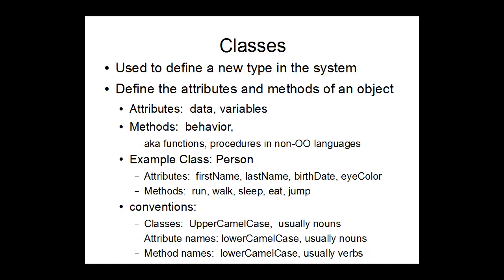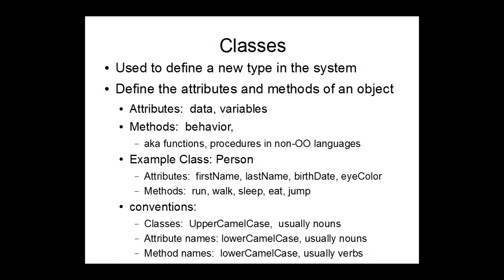You think of attributes as the data part. Most attributes are variables. However, you can define attributes that are read-only. The methods that you define provide the behavior. In other programming languages besides Java, they're known as functions or procedures. In object-oriented languages, we call them methods. An example class would be a class called person, and it might have attributes first name, last name, birth date, and eye color. So those would be the data attributes associated with the person class, and then the methods on the person class might be run, walk, sleep, eat, jump.